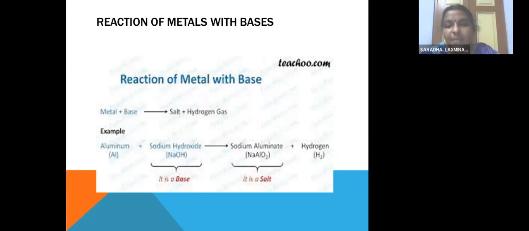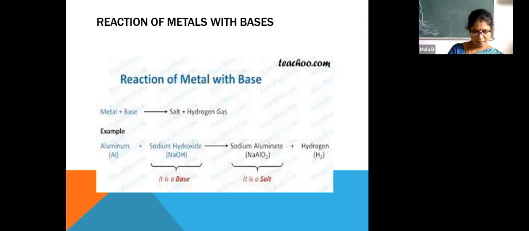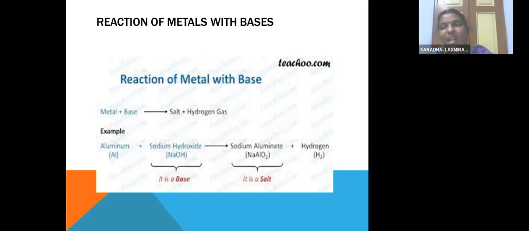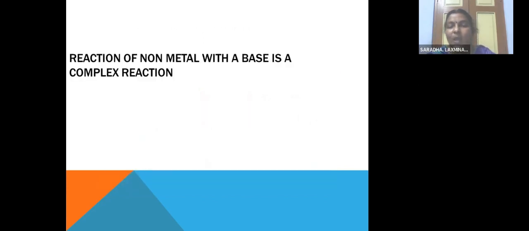Now, when aluminium reacts with sodium hydroxide, it forms one salt and again hydrogen is released. And the salt is not much insisted on at this level, sodium aluminate. But just tell them it also forms one salt and along with that hydrogen is released. In this reaction, the release of hydrogen is the only characteristic thing. Reaction of a metal with the base results in the production of a salt along with the release of hydrogen. Whereas the reaction of a non-metal with the base is a complex reaction which is not going to be studied at this level.